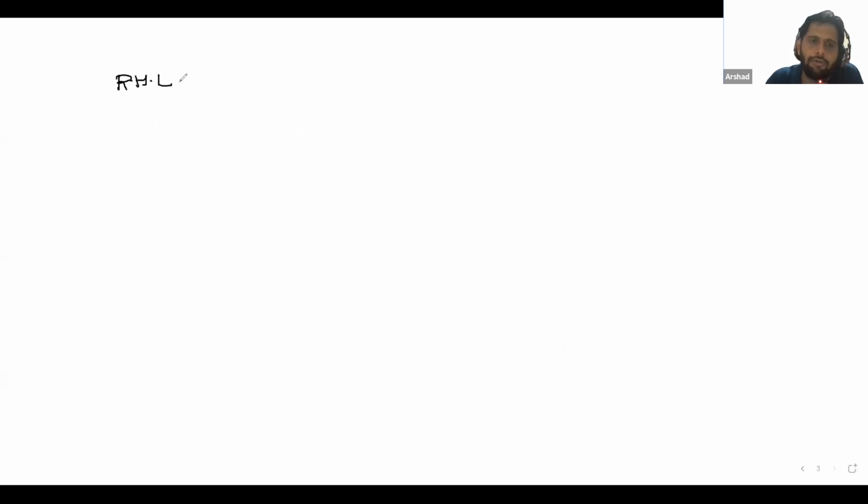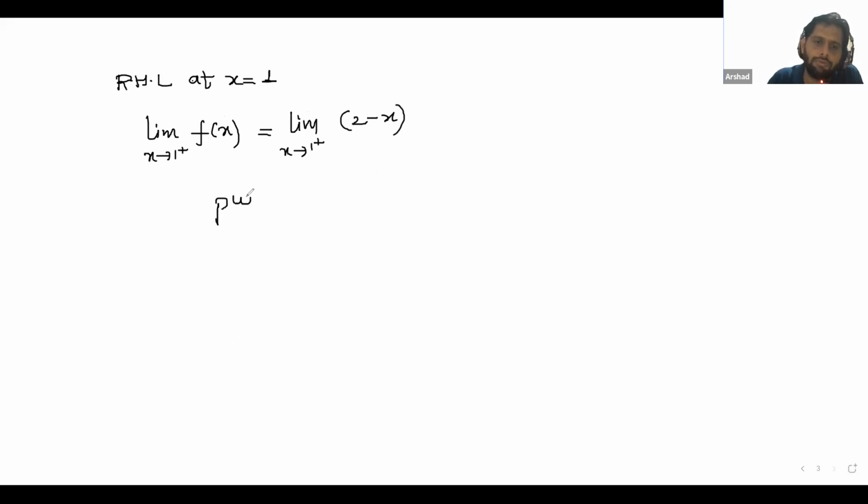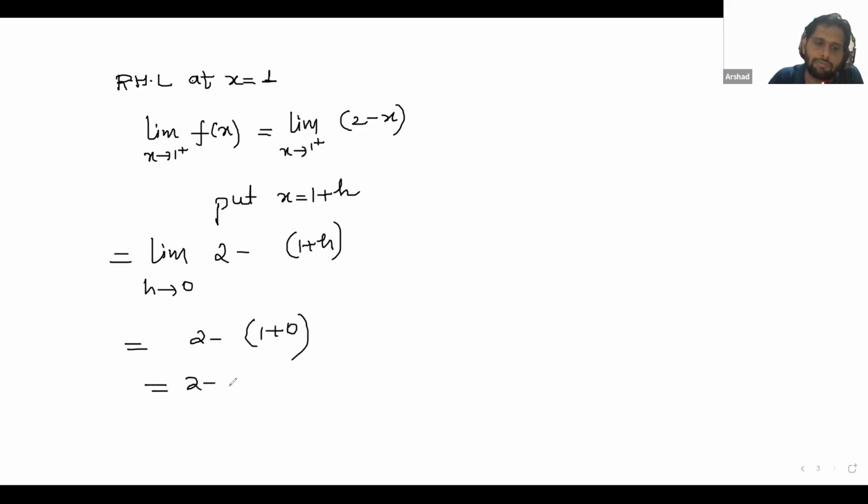Next is RHL, the right-hand limit at x equal to 1. For the right-hand limit, we always write limit x tends to 1 plus f(x). Now 1 plus means greater than 1, and greater than 1 means the second function. So limit x tends to 1 plus of 2 minus x. Always put x equal to 1 plus h. In right-hand always put plus, in left-hand write minus. So you will get limit h tends to 0 of 2 minus (1 plus h). Put 0: 2 minus 1, which gives 1.